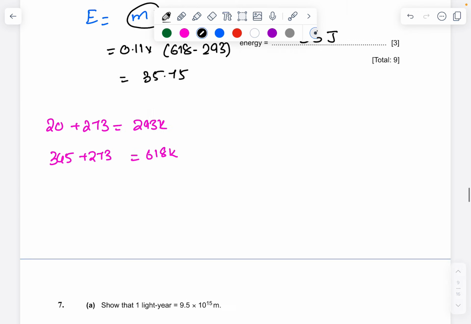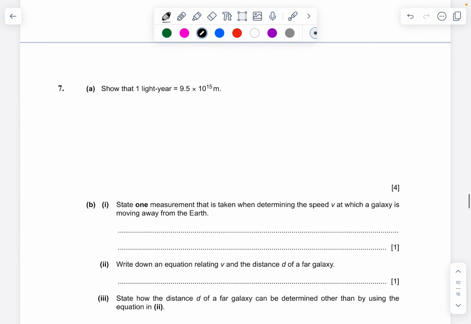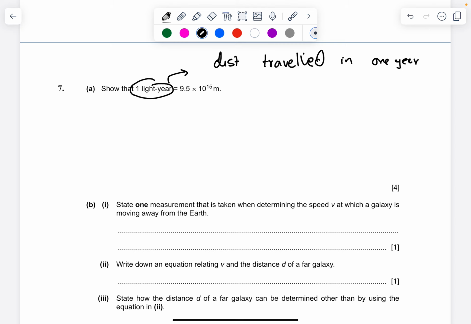Now coming to question number 7. Show that 1 light year equals this much. What is the meaning of light year? It is the distance traveled by light in 1 year. So distance equals nothing but speed times time. What is the speed of light? Speed of light is 3 times 10 to the power of 8 meters per second.